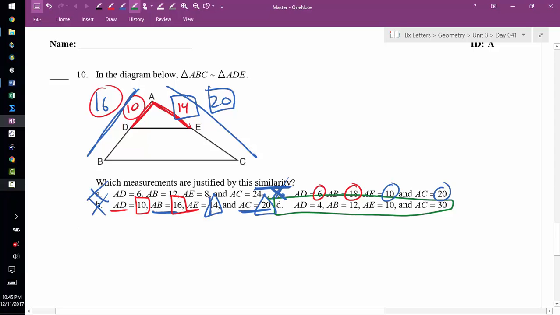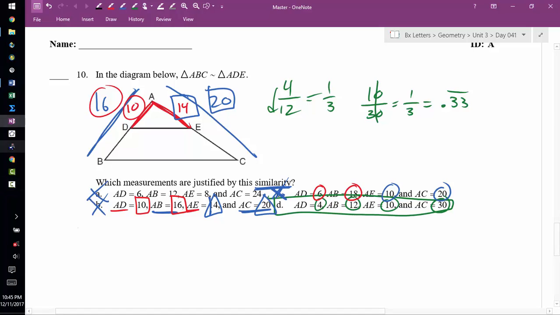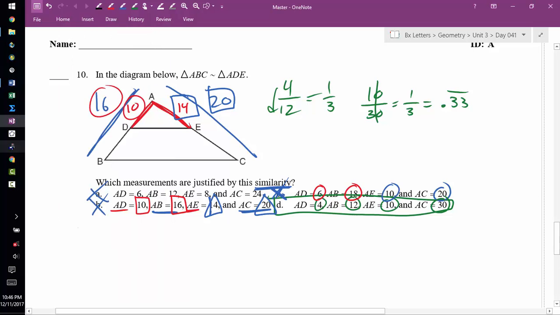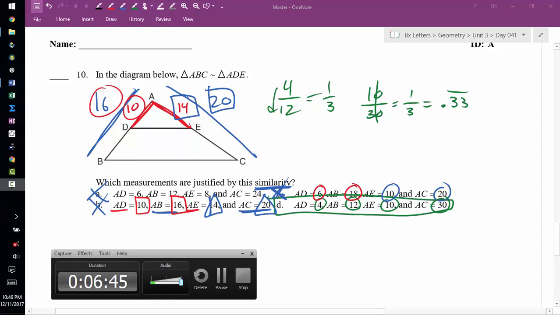But I'll just check. I'll do 4 divided by 12, and I'll do 10 divided by 30. This is 1/3 or 0.33 repeating, and this is the same logic. If you've got a calculator, you can use it. 4 over 12 is 1/3, and 10 divided by 30 is 1/3. That's why that would be our answer. I think that's about as hard as it gets for the similarity. See you in the next one.